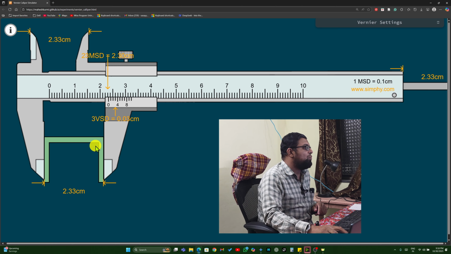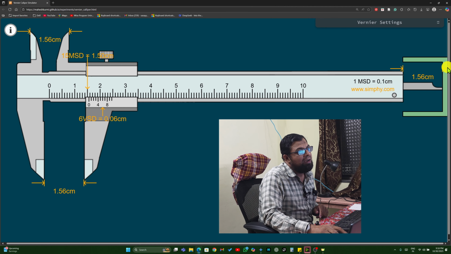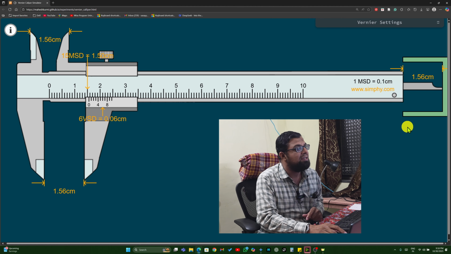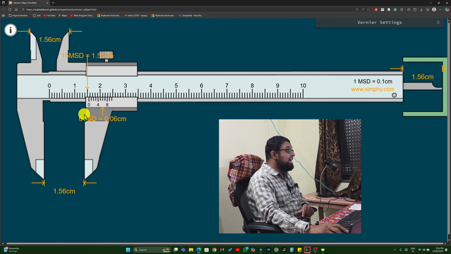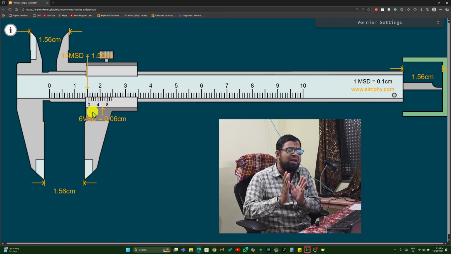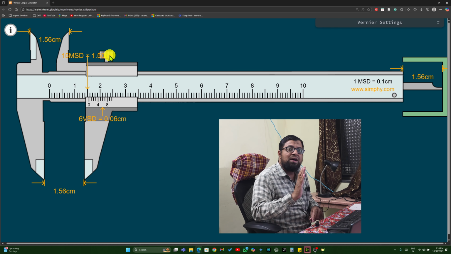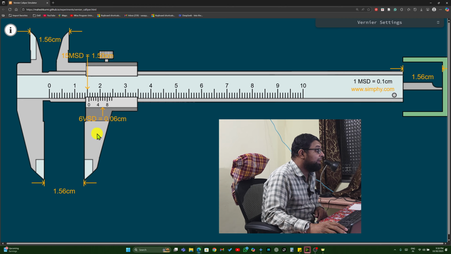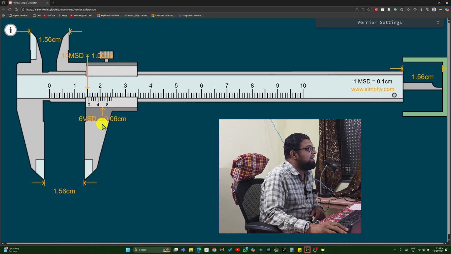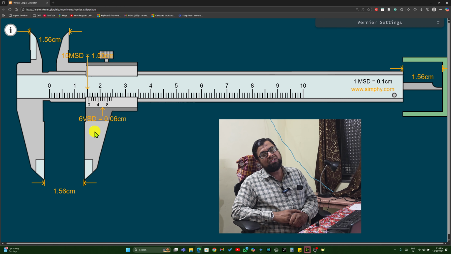Then we will find out what will be the depth of this object. So I will take this object over here and now I will measure the depth of this object. Now see here, this is 1.5 on the main scale, and after that there is immediately a zero of vernier scale. So just before the zero of vernier scale we have 1.5. So therefore 1.50 is our main scale reading, and if you see the sixth division of the vernier scale is coinciding.